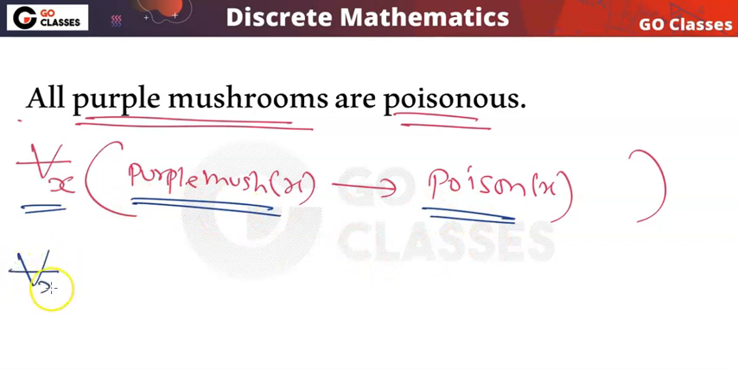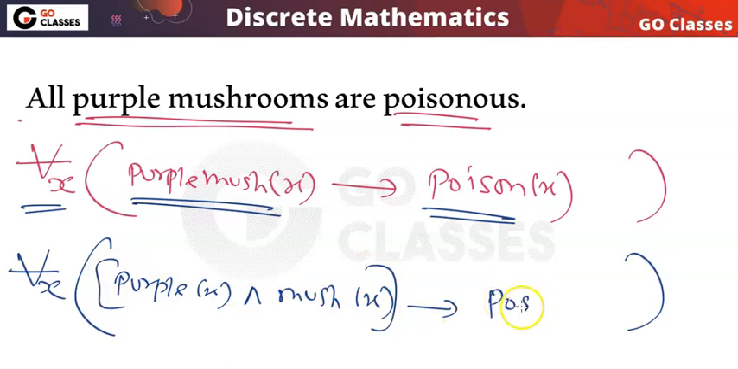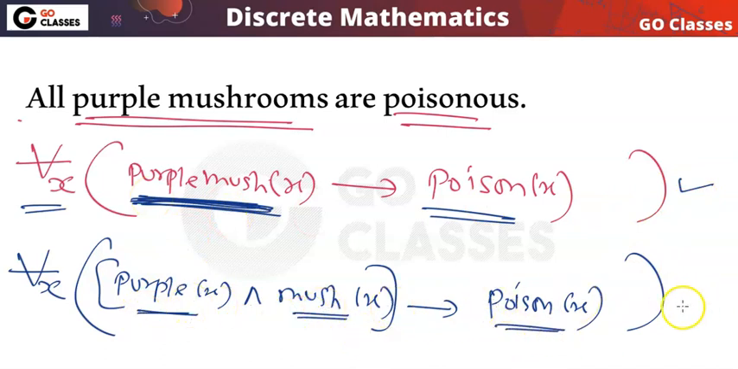We can also write that for all x, if it is purple and mushroom. If x is purple and mushroom, so x is purple and x is mushroom, then x is poisonous. So this we can also write. If this predicate is given, then you can use this expression. If purple predicate, mushroom predicate, and poisonous predicate, these three predicates are given, then you can use this expression. Remember?